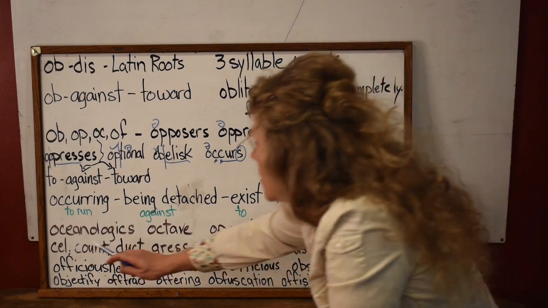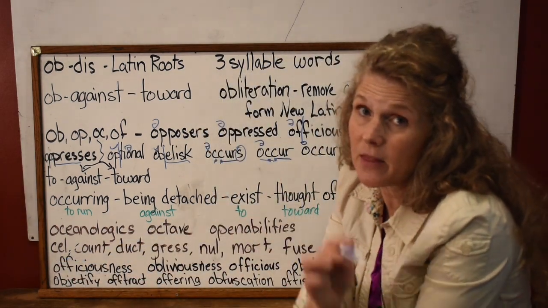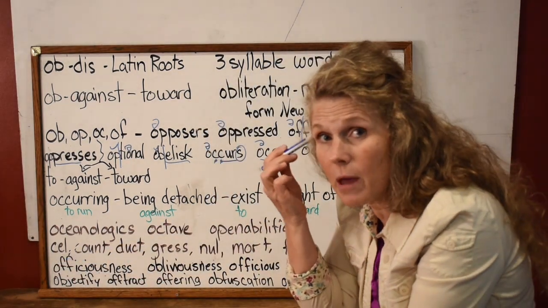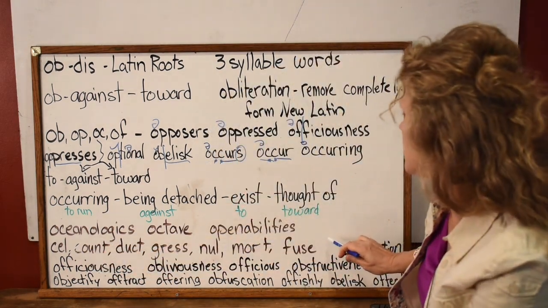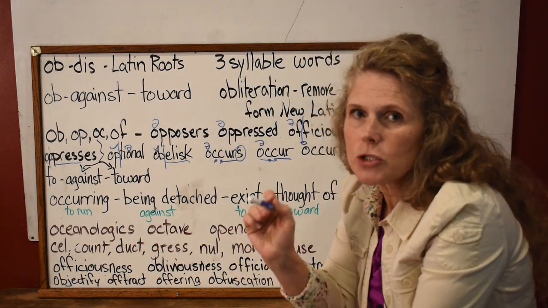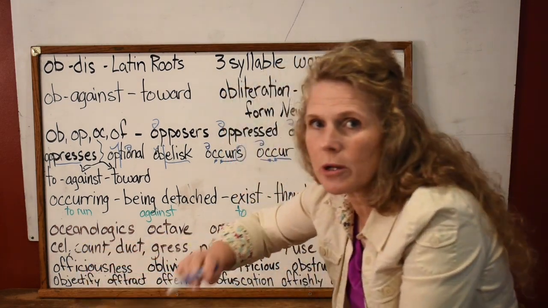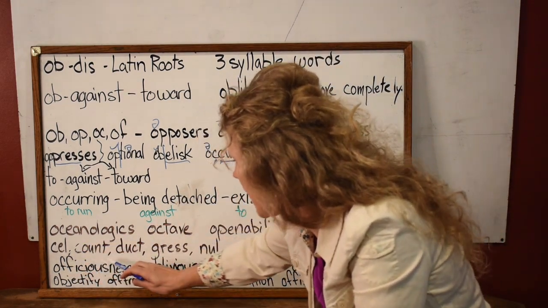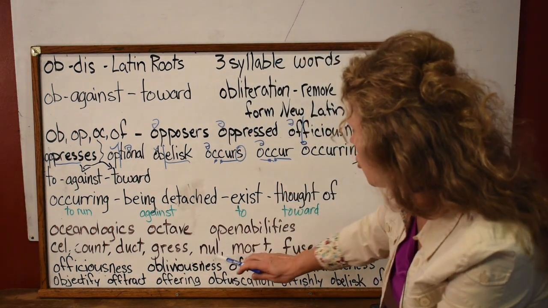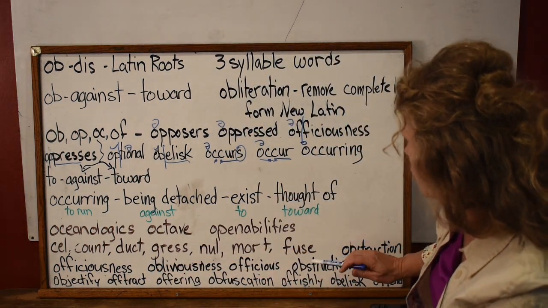Okay, so I had the boys say them over and over and over again. I want this in their mind so they can pick it out, so they can pull it apart and be able to understand the word better. Cell, count, duct, gress, null, mort, fuse.